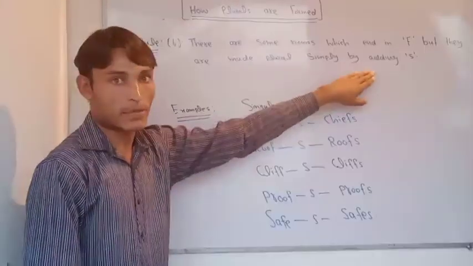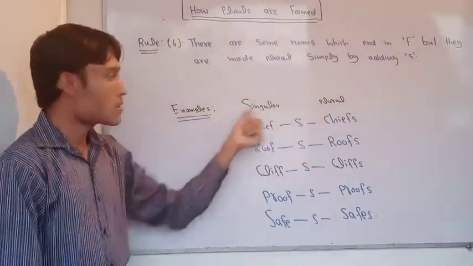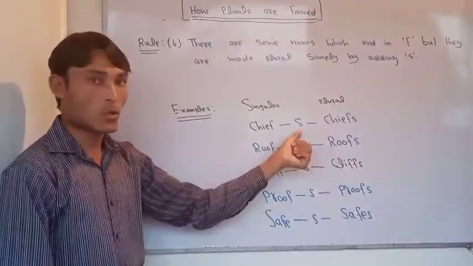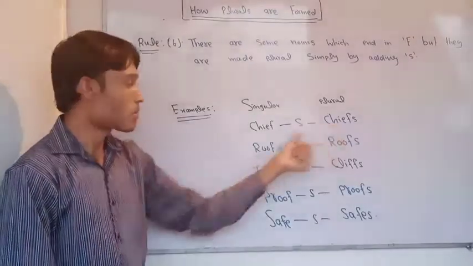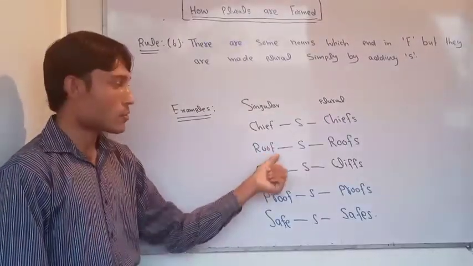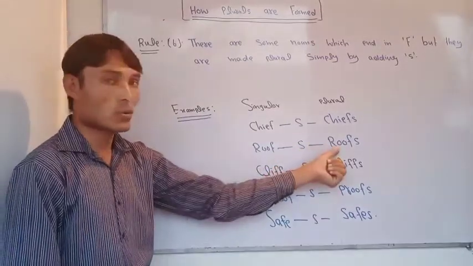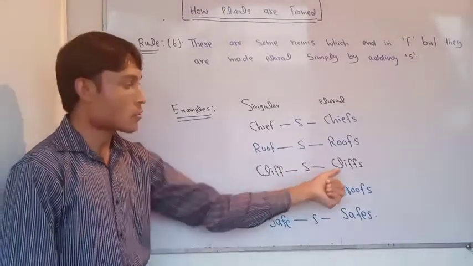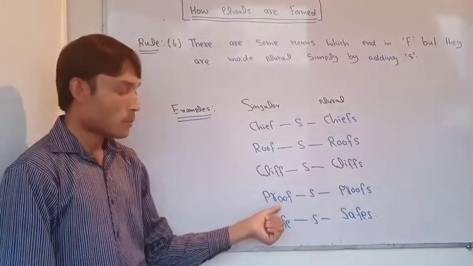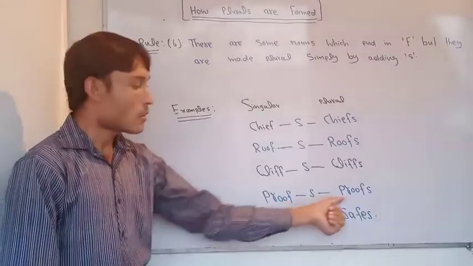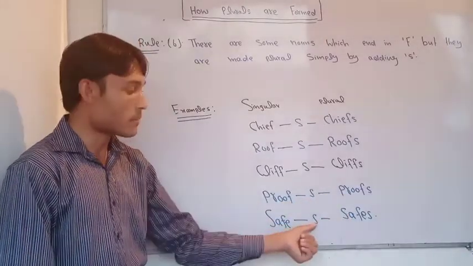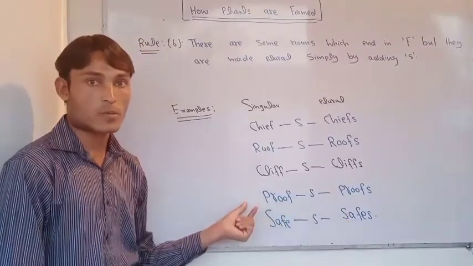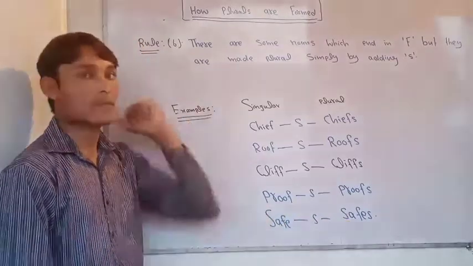Examples, singular and plural. Like chief, it's converted to plural by adding s, chiefs. Roof, there is f, so we simply add s and it converts to roofs. Clef, there is f, we simply add s, so it converts to plural clefs. Proof, we simply add s, proofs. Safe, we simply add s and it converts to safes. So this is the end of this video, and in the next video we will discuss rule number 7.